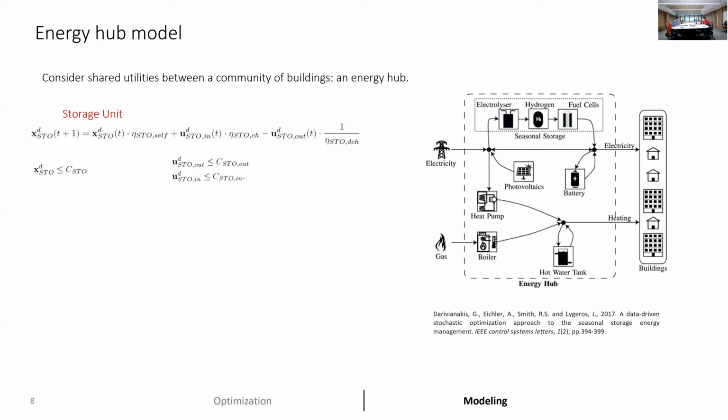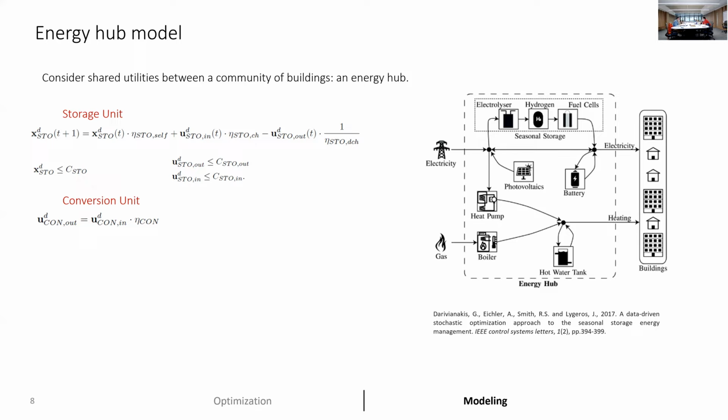Typical storage units are just an update of the state variable, the state of charge of that storage unit, plus the input flow that you put in, multiplied by an efficiency, which is a parameter, minus an output flow divided by the discharging efficiency. You want to make sure that the input and output flows are below the charging or discharging capacity, and that your state of charge is also upper bounded by the storage capacity. That's a typical storage unit model.